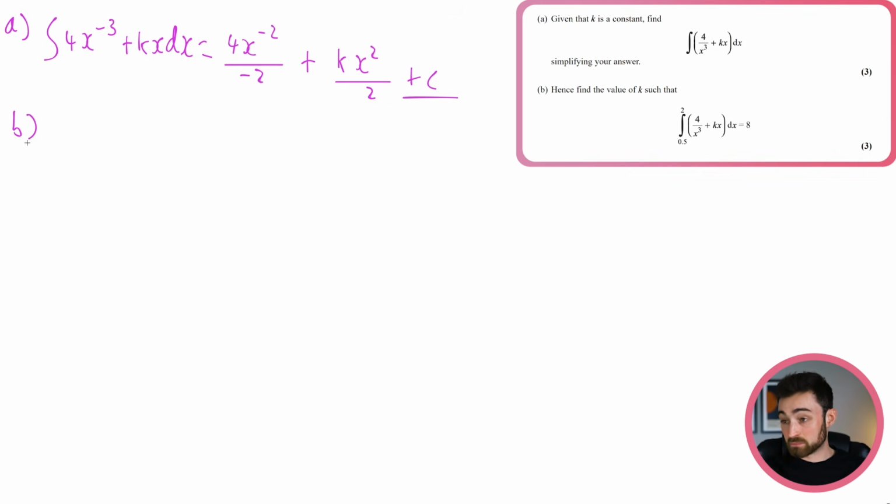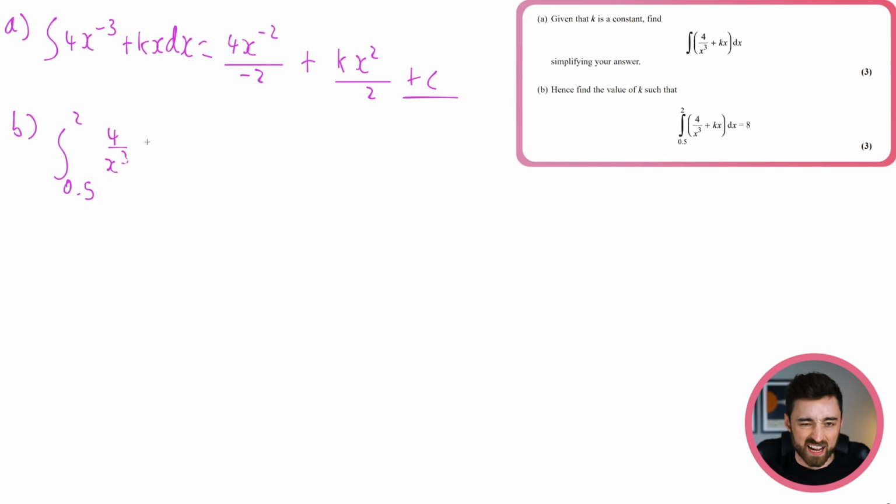Okay, part B. Find the value of k such that all of that stuff. So the difference between the integral in part A and the one in part B is that part A doesn't have limits, right? It doesn't have limits here, so it's indefinite. The one in part B is definite. So in other words, I have the same thing, right? But with these limits. And then, this thing here.